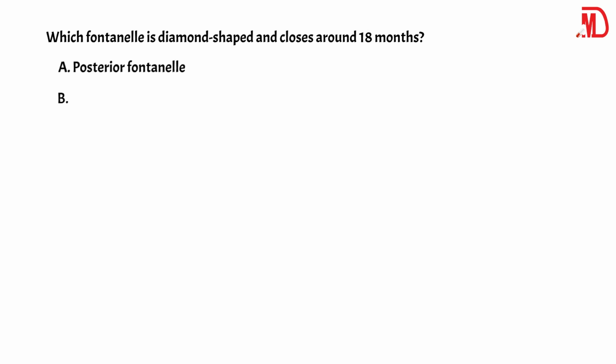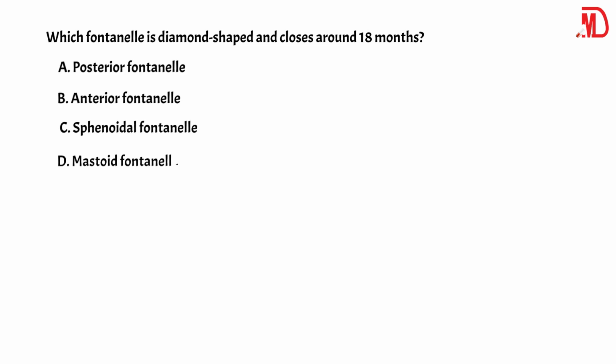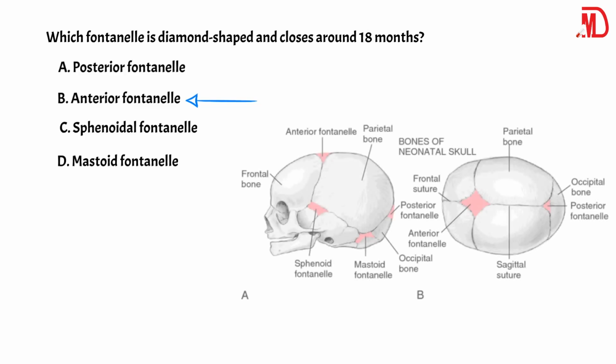Which fontanelle is diamond-shaped and closes around 18 months? A. Posterior fontanelle, B. Anterior fontanelle, C. Sphenoidal fontanelle, D. Mastoid fontanelle. Correct answer is B. Anterior fontanelle. The anterior fontanelle is the largest and diamond-shaped fontanelle. It is found at the junction of the frontal and parietal bones and typically closes by 18 months of age.